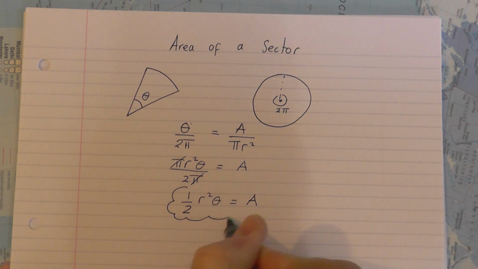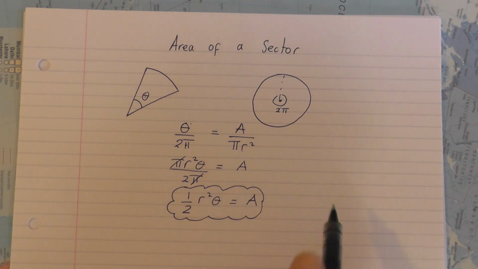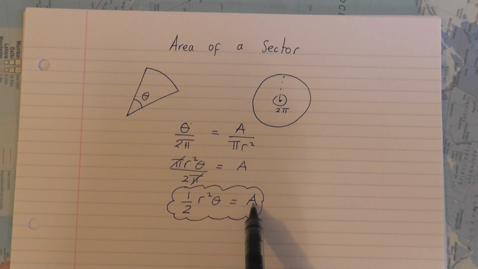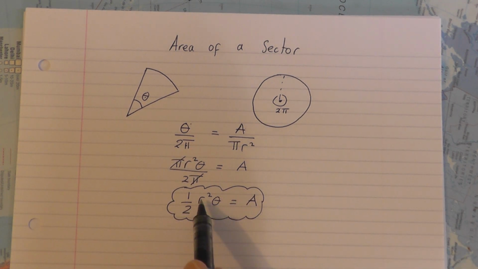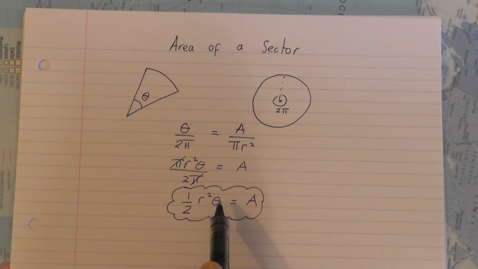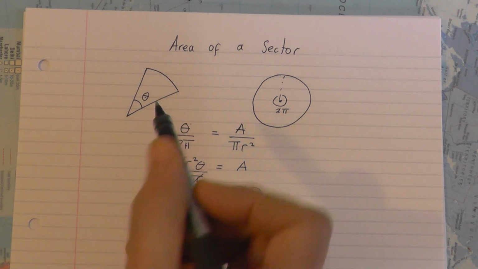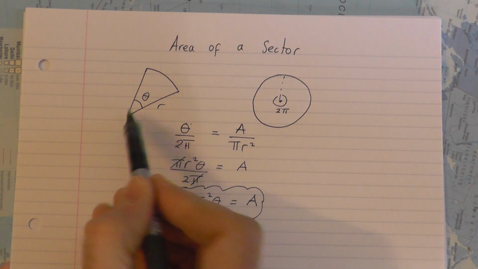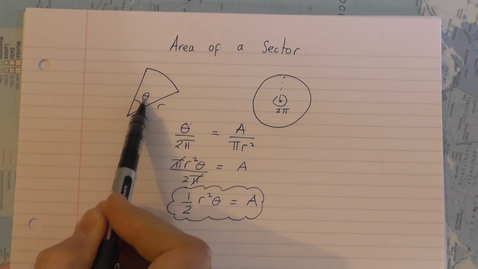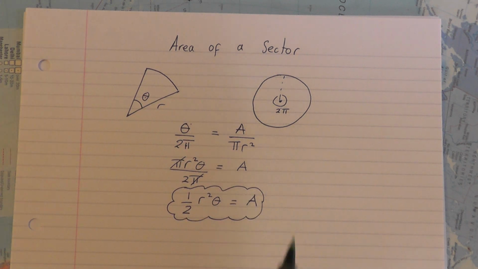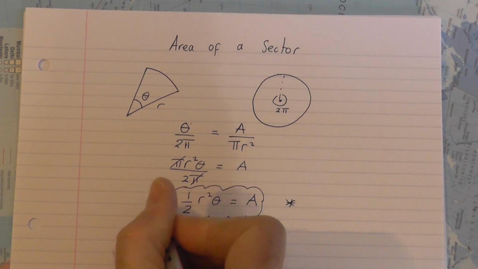And what that is telling you is that the area of any given sector A is the same as a half times the radius squared times theta in radians. So all you need to know is what the radius of the sector is and what the angle in radians of the sector is, and you can work out what the area of the sector is. And there you go. There is a formula which you need to learn off by heart.